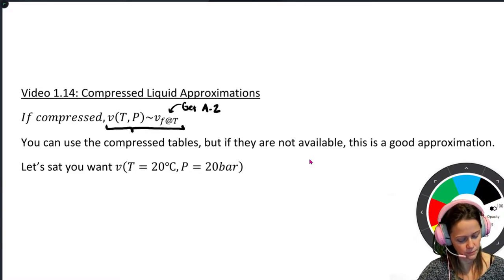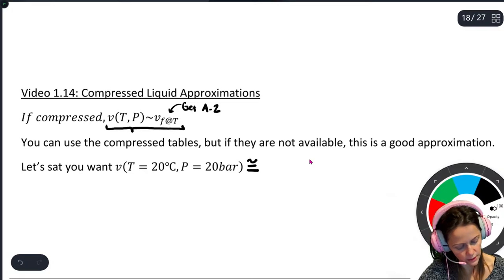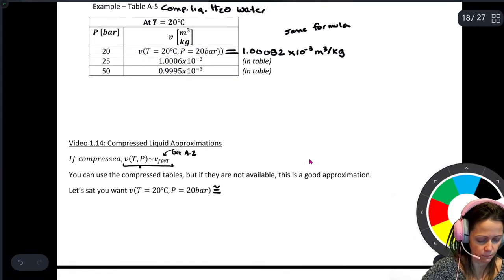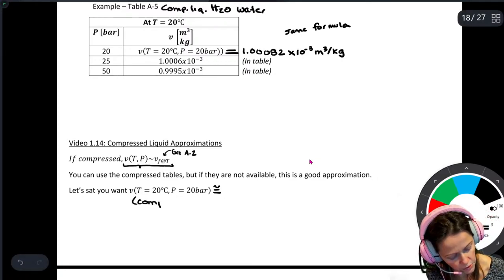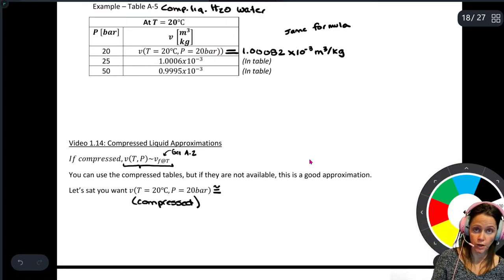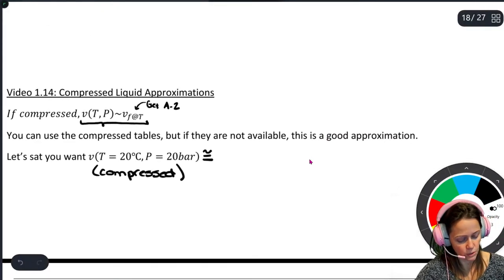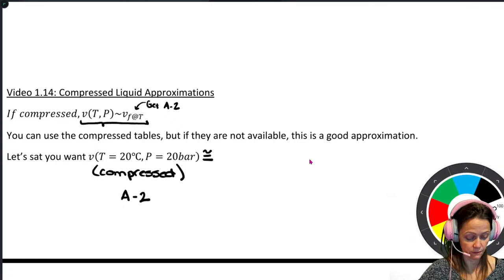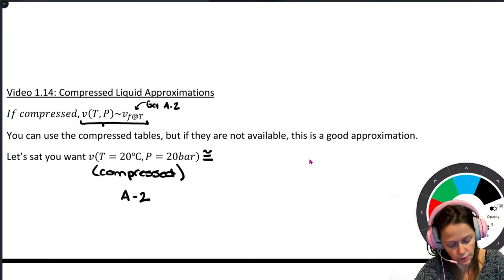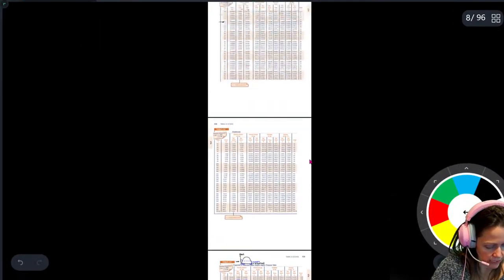So, for example, if I wanted to use the same thing that I extrapolated for up here, I figure out that it's compressed. Water is compressed at 20 degrees Celsius and 20 bar. Great. I could extrapolate, or I could use a compressed liquid approximation, which is often a little bit easier. So you would go to table A2, and you would look up the V sub F value at 20 degrees Celsius. So I know we're running out of time, so I'll go ahead and zoom in on that and just show you where that is.